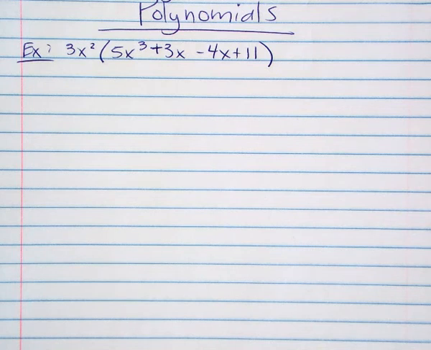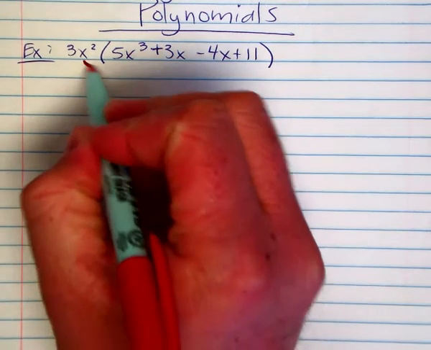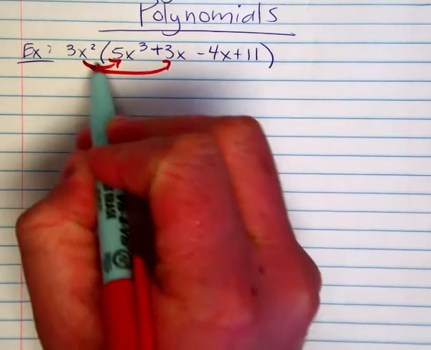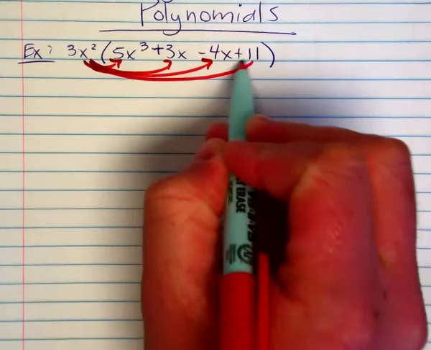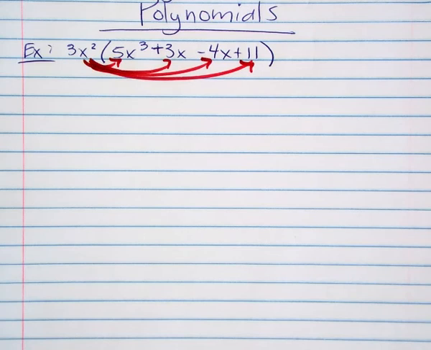Kyle Grant? Distributes, distributive property, something that we've done many, many times. I'm going to distribute the 3x squared to each of these terms. Every last piece is going to get distributed to.